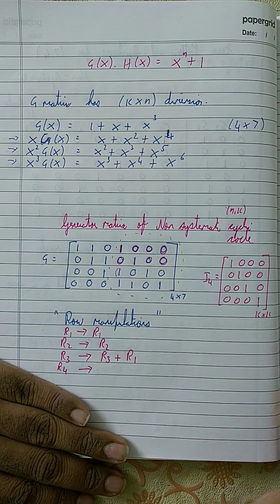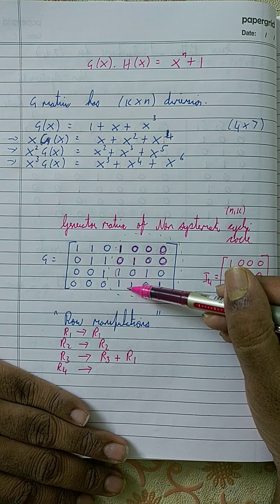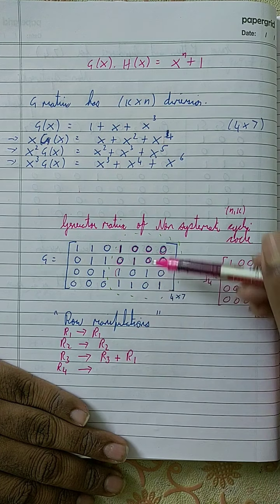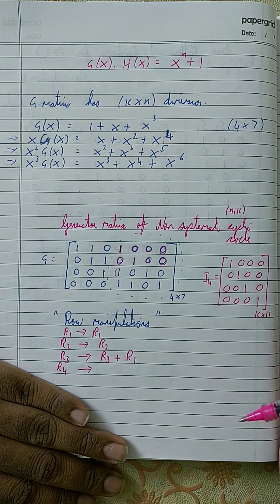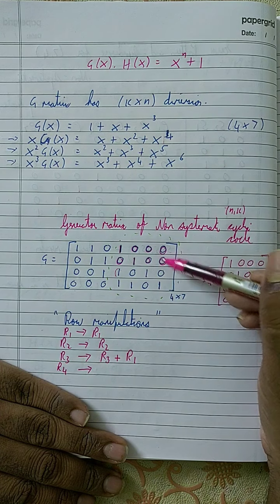To get that, if I take this row and add it with this row, this 1 will become 0. If I take this row and add it with this one, then this 1 will become 0, and none of the other elements will be touched because those elements are all zeros.